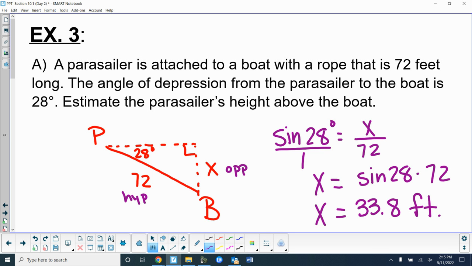All right, so that's the type of word problems you have. Draw a picture of your right triangle and then figure out if you're going to use sine, cosine, or tangent to figure out the answer they want you to find. Okay, don't forget about the Pythagorean theorem, a squared plus b squared equals c squared as well. And remember, that only works for right triangles.